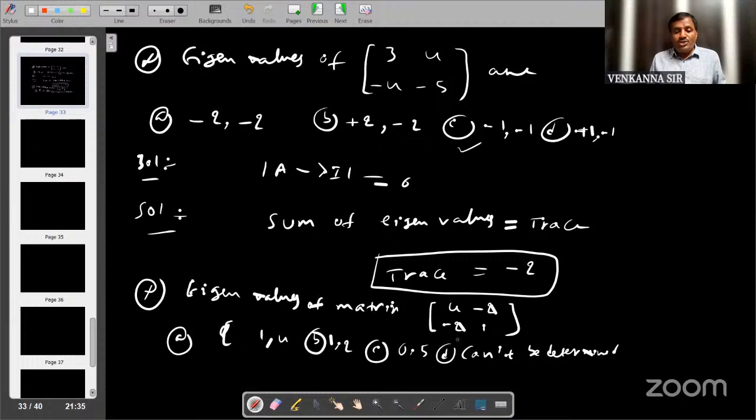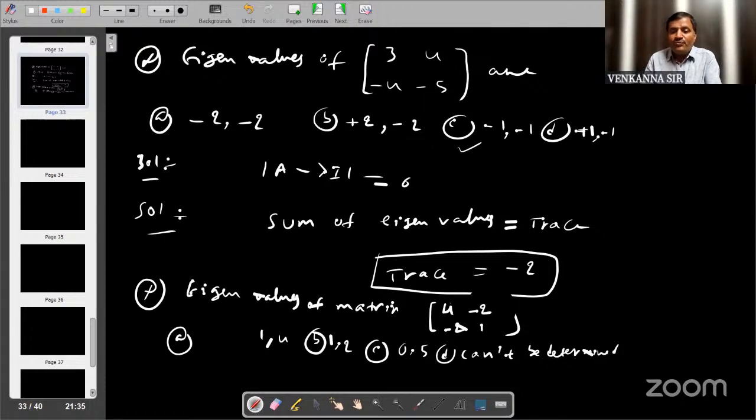So the matrix is [4, -2; -2, 1]. Can anybody guess? Tell me what is the correct answer here. Once again I am writing that matrix: 4, -2, -2, 1. Which option? What is the trace here?